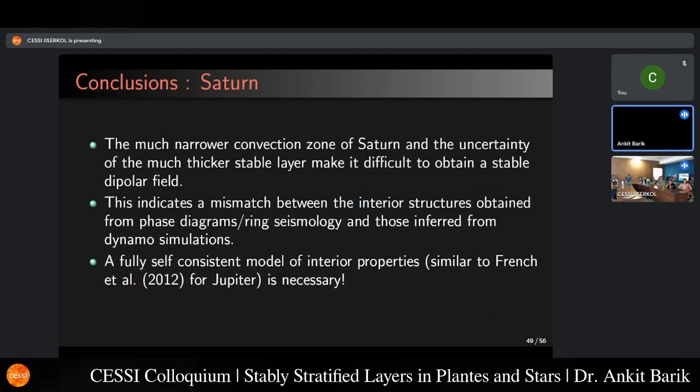So to conclude, what we find is that these narrow convection zones of Saturn make it difficult to obtain a stable dipole field. So there's a mismatch between what we find from the simulations and what is inferred from other methods like phase diagrams and cosmology about the interior structure. And so I try to convince the planetary community to produce similar, fully consistent interior property profiles, which ultimately will be thermodynamically consistent.